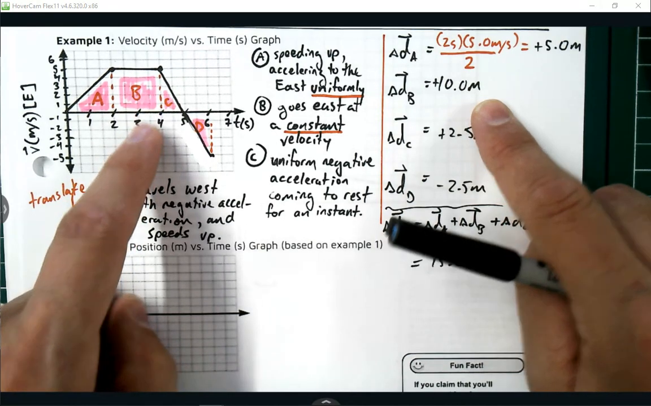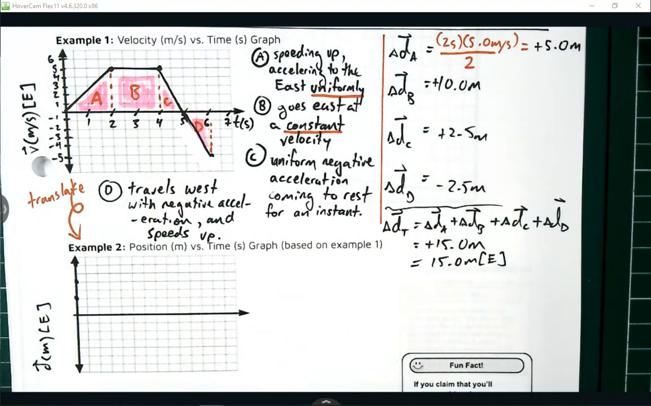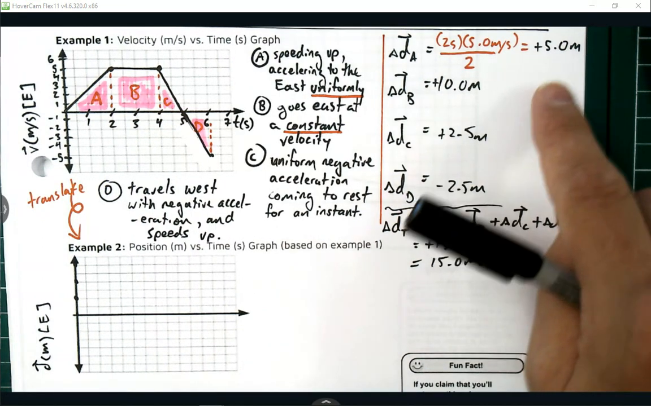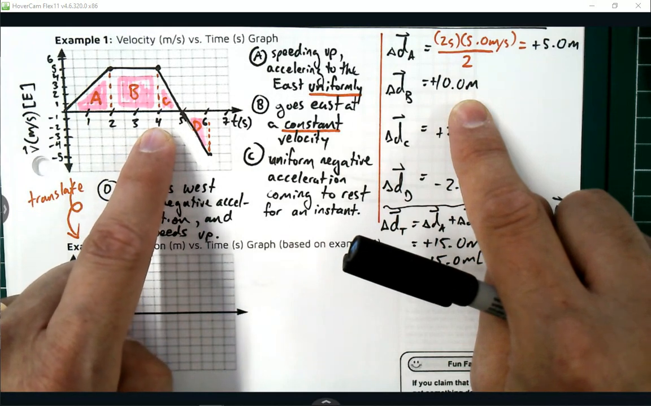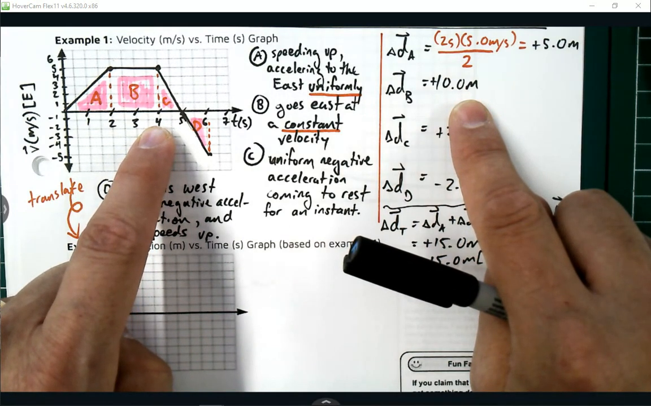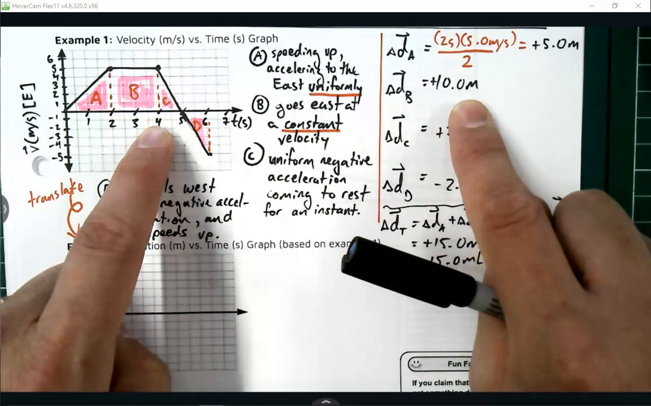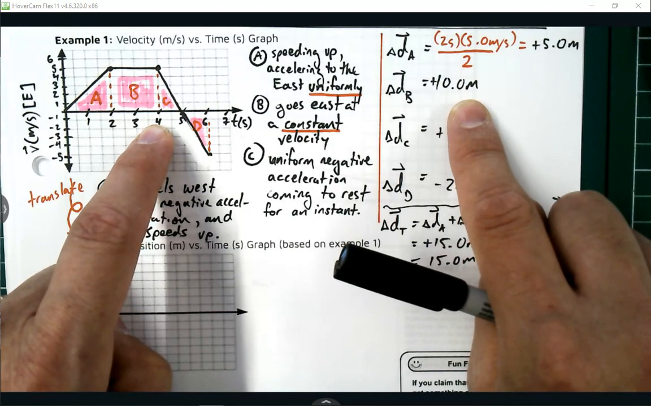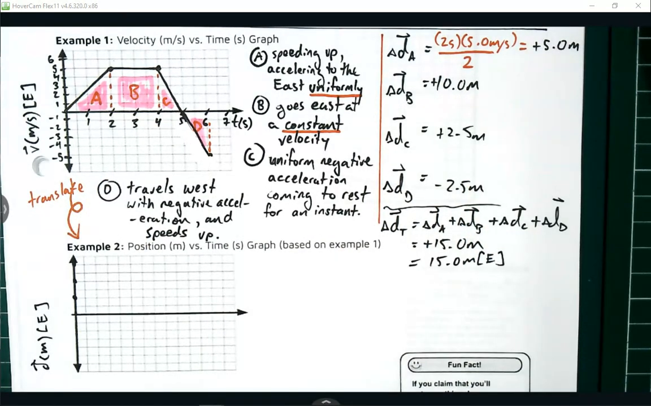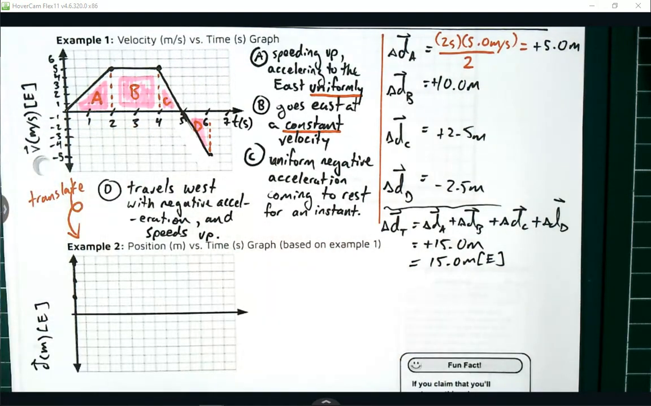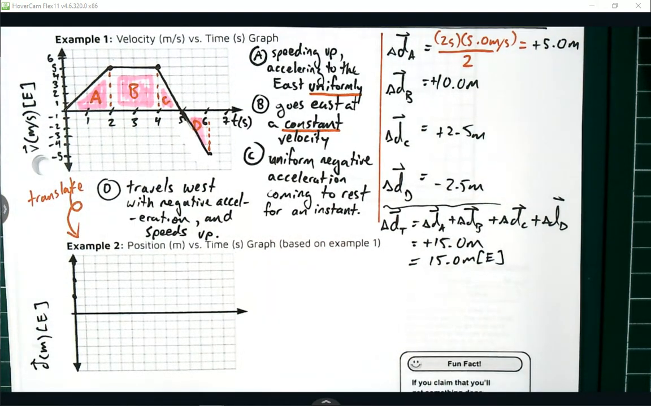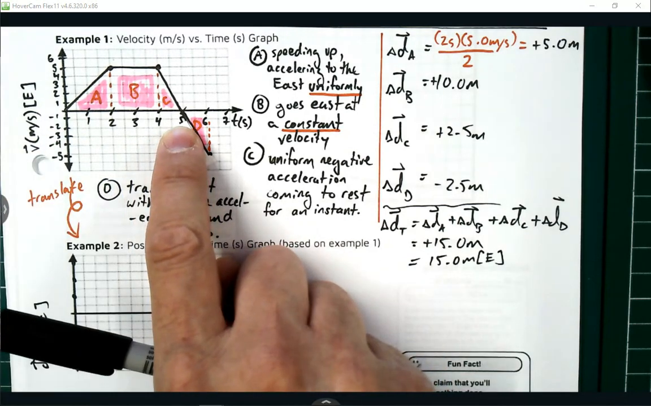I'm seeing people mouth it. Somebody say it out loud. What is it? Have I gone 5 meters or 10 meters or 15 meters by the time I get to 4 seconds? Is there anybody who's brave enough to say? Yeah? 15. It's cumulative, right? It adds up. This portion gave me 5. This gave me an additional 10. I've done a total of 15 by the end of 4 seconds. So that means that by the time I get to the end of 5 seconds, how far have I gone?